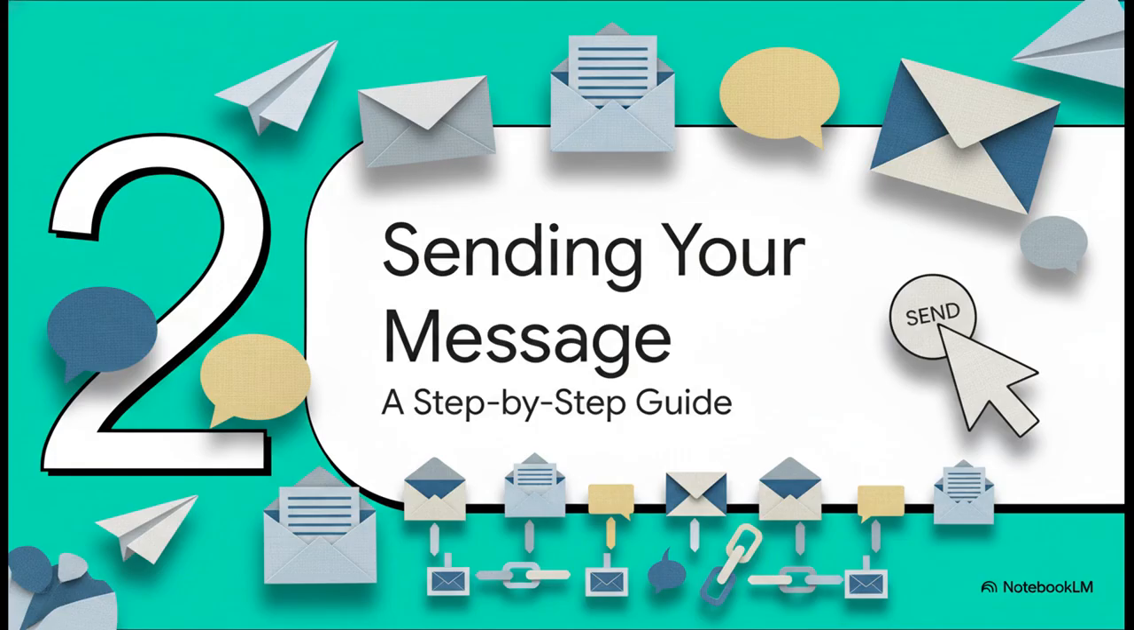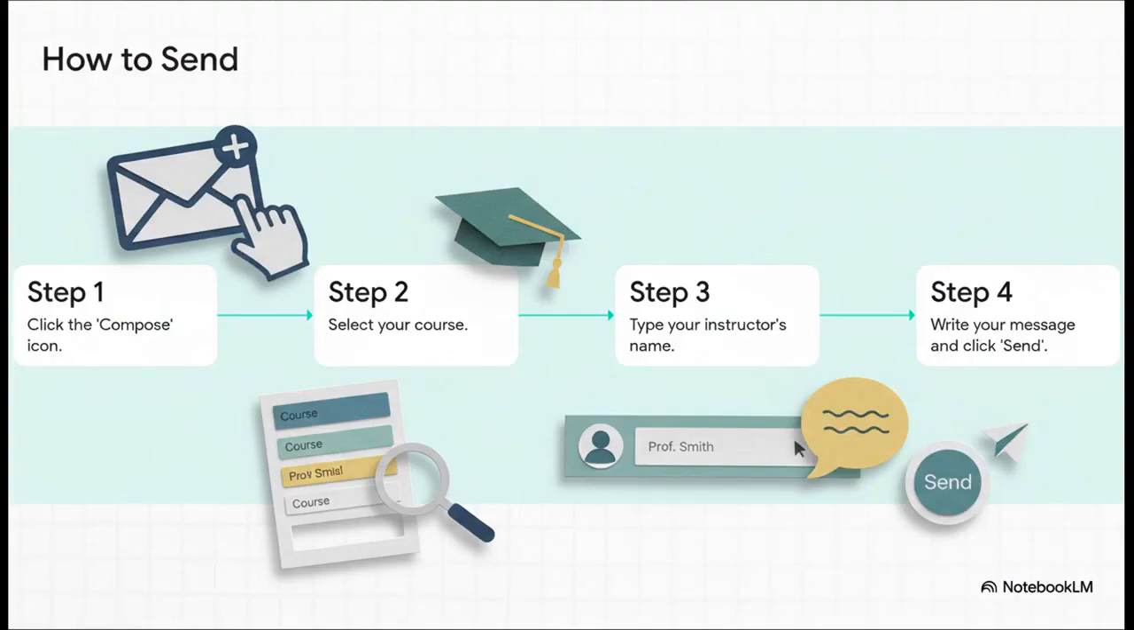All right, you found it. Now let's actually send a message. We'll do a quick step-by-step, and I promise after you do this once, you won't even have to think about it again. Okay, so first, you're going to click that Compose icon. Now, this next part is super important. Make sure you select the right course from that little drop-down menu. From there, just start typing your instructor's name in the To field. It'll pop right up. Write your message, give it a quick proofread, and hit that Send button.